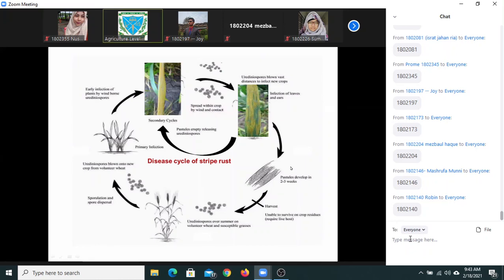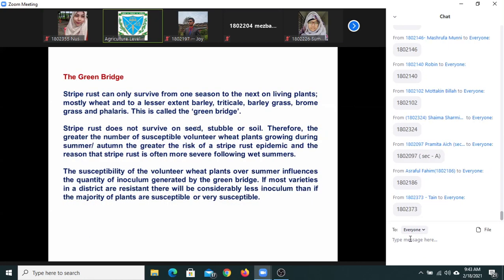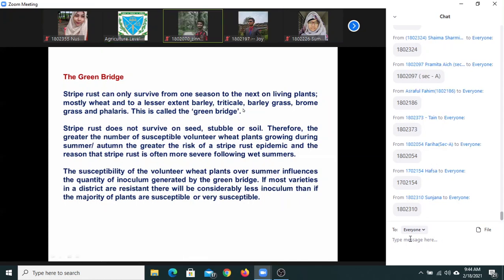Once you harvest, what will happen? From where does the pathogen come? From the alternative host or alternate host or crop volunteer plants like this. So here is a term, you see, just the first sentence you can read. They cannot survive without living plants. So mostly wheat and some other grasses or plants belonging to the grass family serve as inoculum. So this is called green bridge. It means how this pathogen transfers from one season to the next season with the help of some other plant. So we call it green bridge.